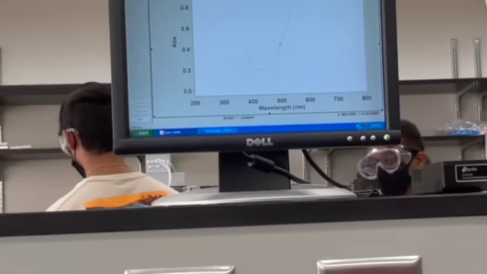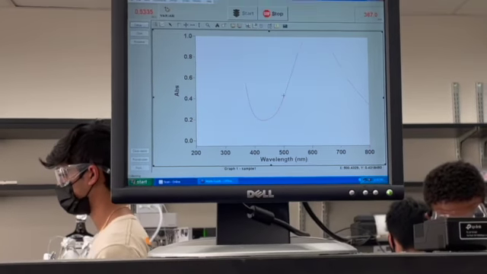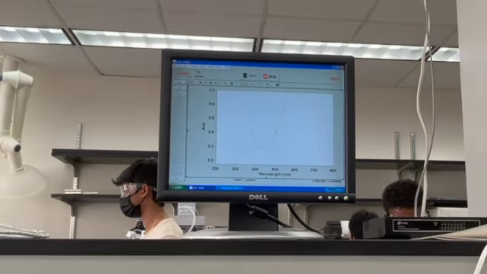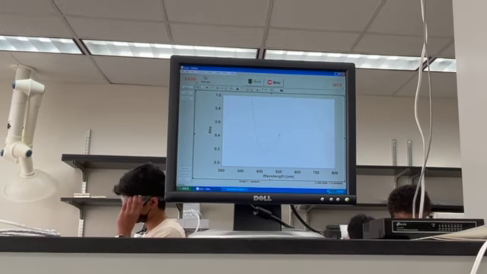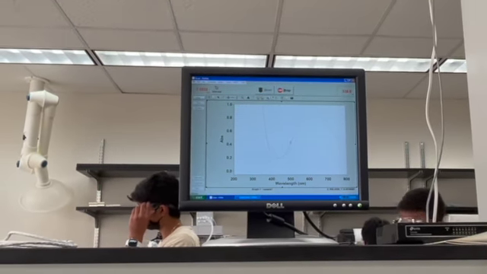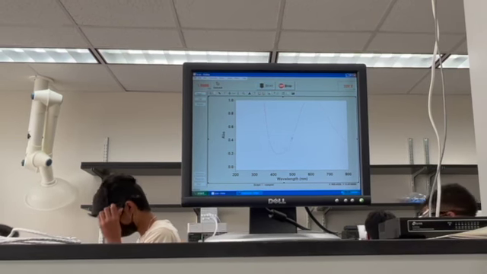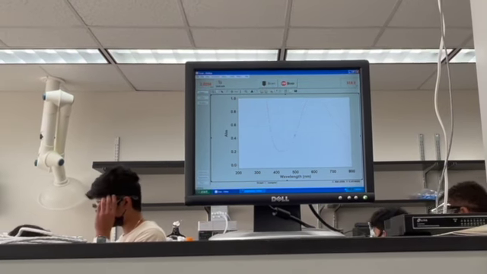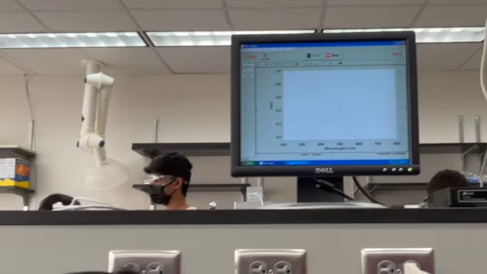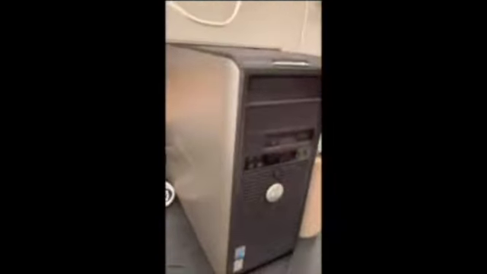This is because we want to use data with the higher lambda max, which is a higher point of absorption, which allows us to have higher sensitivity for our experiment. Lambda max is the point on the graph where the substance has the most absorption. In this clip, we set the correct wavelength at 625 nanometers.